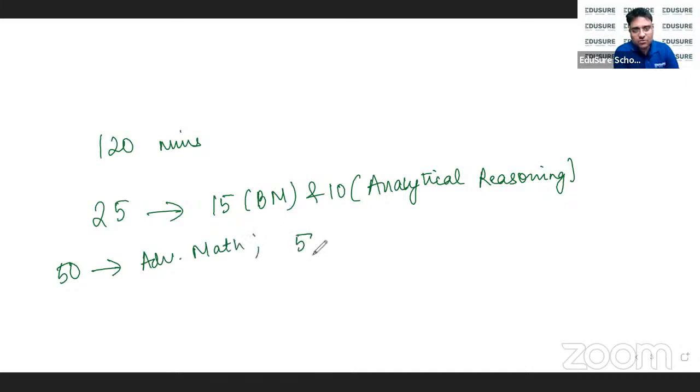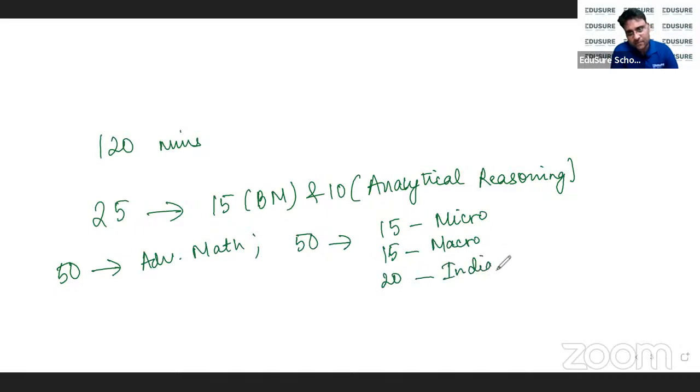The choice which I will concern myself more is the 50 marks which will be the eco section, जहां पर 15 क्वेश्चन आएगा माइक्रो से, 15 क्वेश्चन आएगा मैक्रो से, and 20 questions will come from Indian economy.